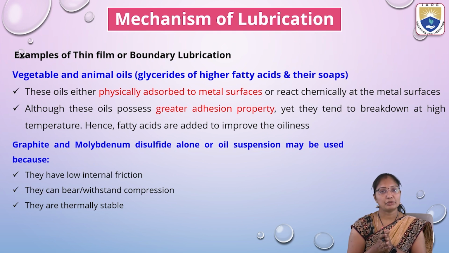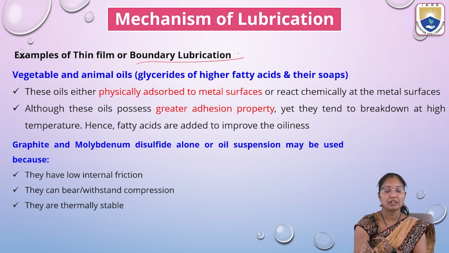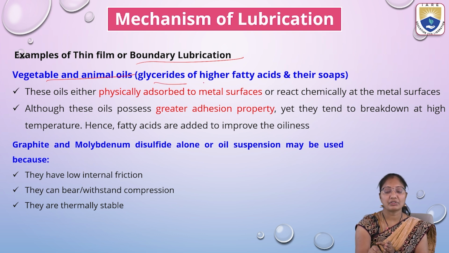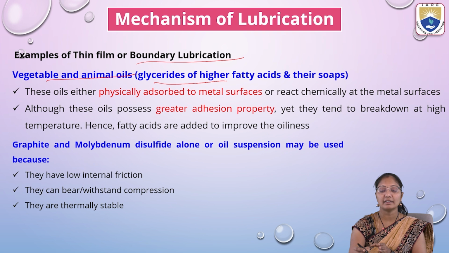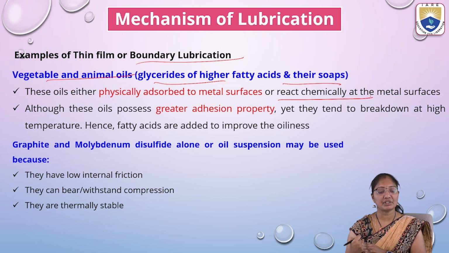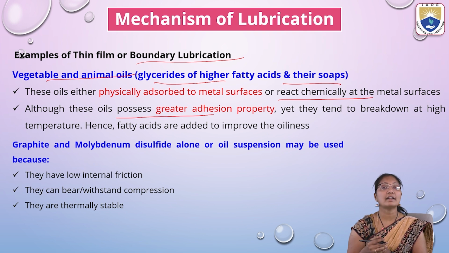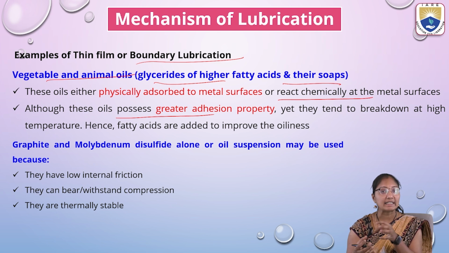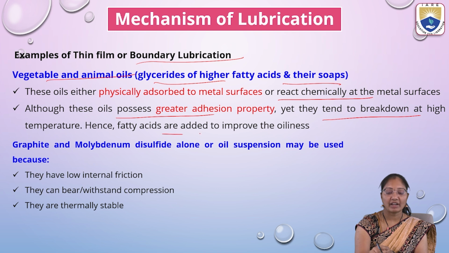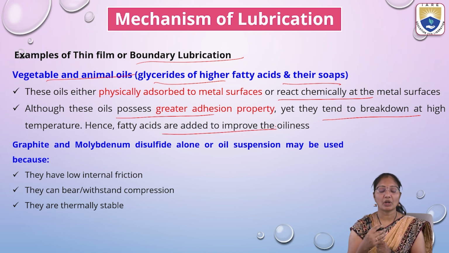So what are the examples of thin film lubrication or boundary lubrication? The main examples are those which have more oiliness nature. So that is vegetable and animal oils. The vegetable oils consist of glycerides of higher fatty acid groups and their soaps. So these oils are either physically absorbed onto the metal surface or react chemically onto the material surfaces. Although these oils possess greater adhesion property, which adheres easily to the metal surfaces, yet they tend to break down at high temperature. Hence, fatty acids are added to improve the oiliness.